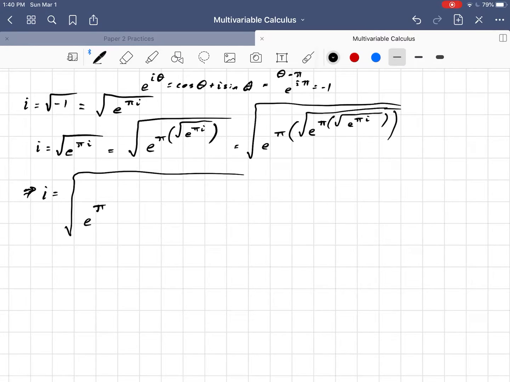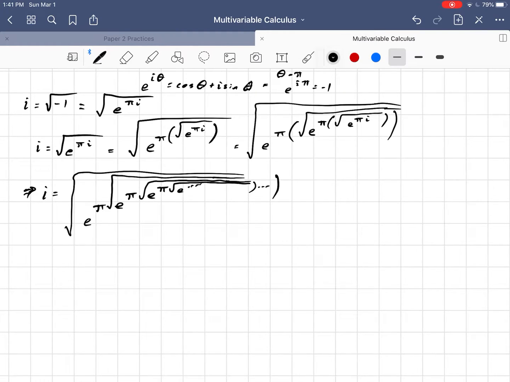e to the pi square root e to the pi square root e to the pi square root, and so on and so on, and I have all those square roots nested inside of each other like that, and then I would have a bunch of parentheses I would close off there. But so at first you'd be like, cool, I guess.